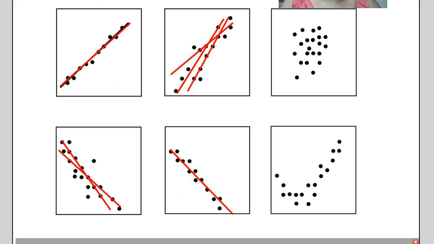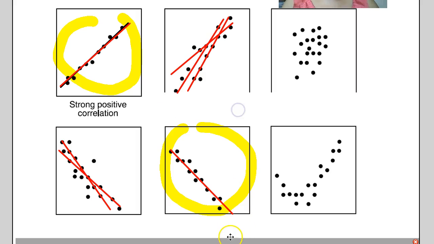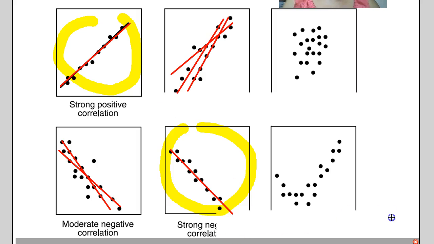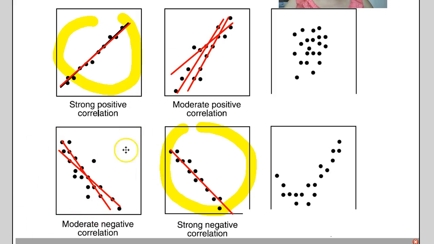These 2 are stronger correlations, because we can fit a large majority of the data points through this line. So we call these 2 strong correlations. This is strong positive, and then this is strong negative. But over here, we can't fit as many of the points through as in the previous one. So in this case we would call this a moderate positive correlation and a moderate negative correlation. That has to do with the slope of the lines that we fit, which determines positive or negative.